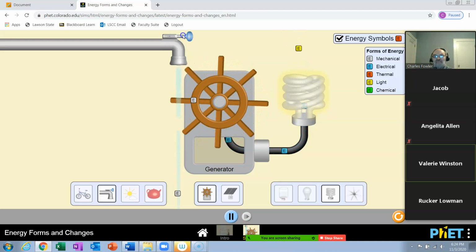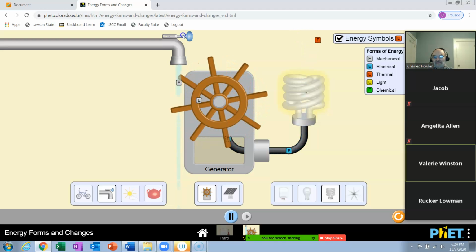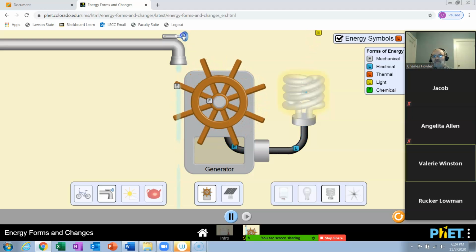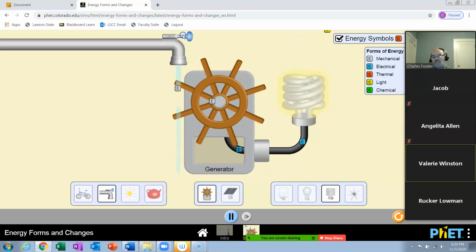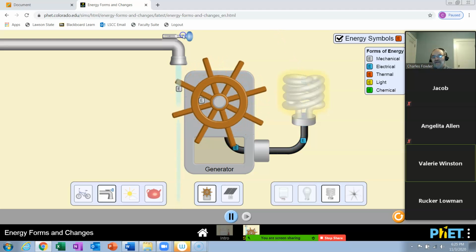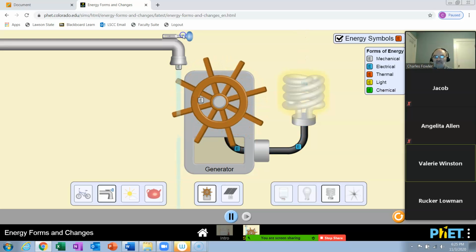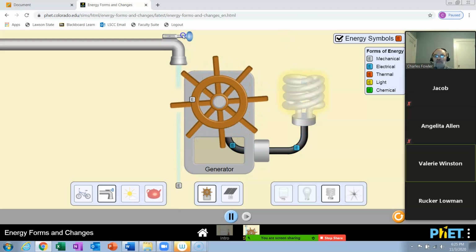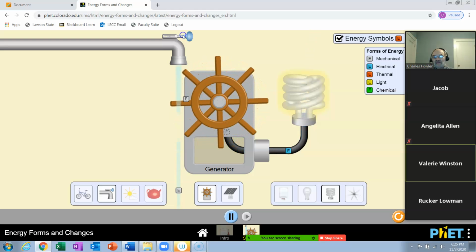And in this case, I think it should be more light than thermal. There you see quite a few reds, but if we had started over with the incandescent, it was more red to begin with and then more light. This one is more light and then occasionally a red. Okay, so the compact fluorescent produces more light, less heat, which is good. It still produces some heat for sure, but it produces more light than heat. Okay.